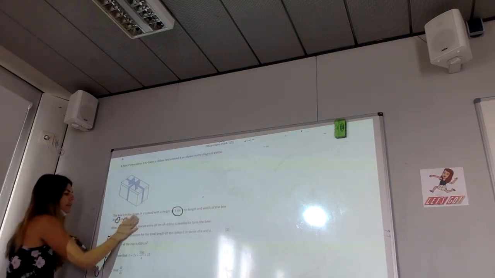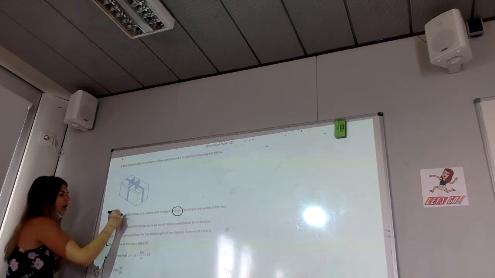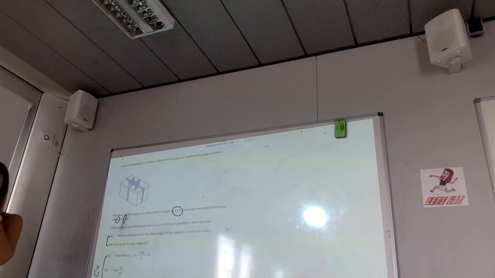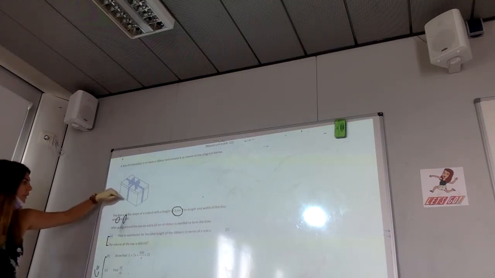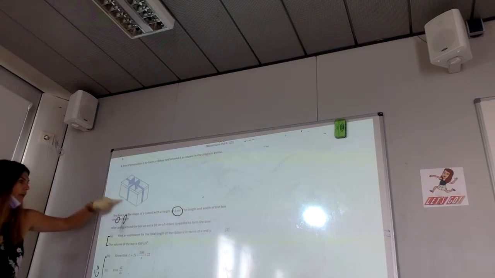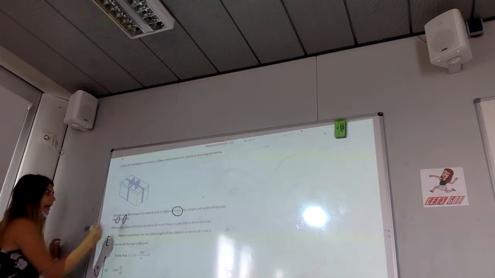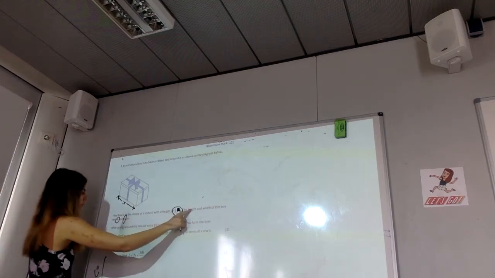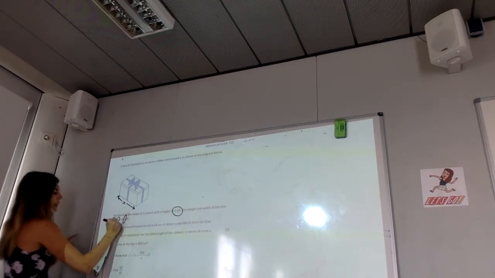Now, this is the bit I struggled on. Does anyone want to come up and try and label 3, X and Y for me? Do you want to have a go? What do you want to tell me? That one, the long one, is X. Excellent. Why is that X? Because that's the length. It's X. Well done. So we've done that one. I'm going to tick that one off.